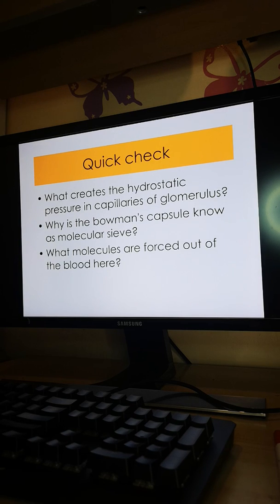Okay, so stop here and have a little moment to reflect and ask yourself these three questions. What creates the high hydrostatic pressure in the capillaries of the glomerulus? Why is the Bowman's capsule known as a molecular sieve? And what molecules are forced out of the blood here? Pause. Okay, you should be back.